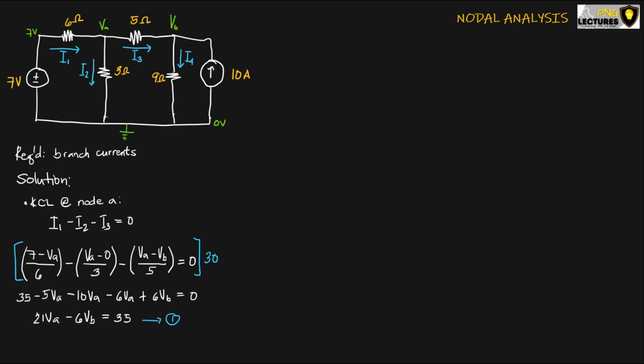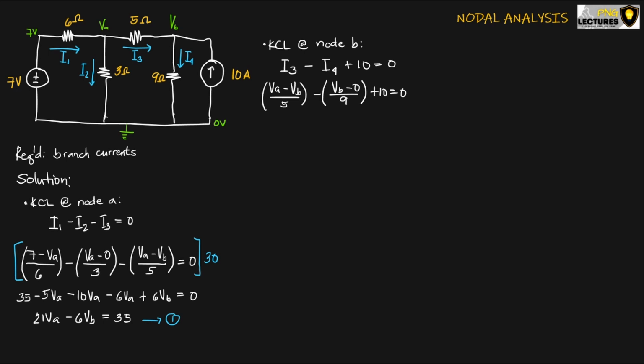Now let us proceed to our equation number 2. We will be applying KCL at node B. We have I3 entering, so it is positive. We have I4 leaving, so we have negative I4. And we also have the 10 ampere current source entering node B, so plus 10 equals 0. Then we will also express I3 and I4 in terms of our node voltages. I3 is VA minus VB over 5. I4 is VB minus 0 over 9. And then plus 10 equals 0.